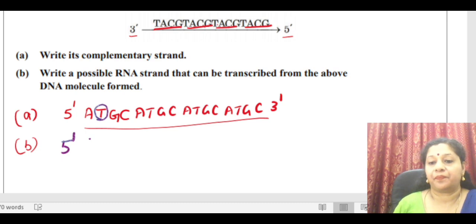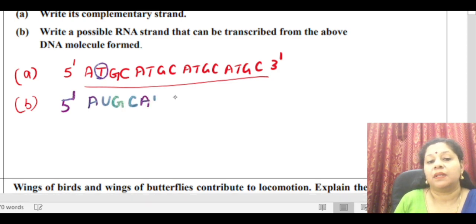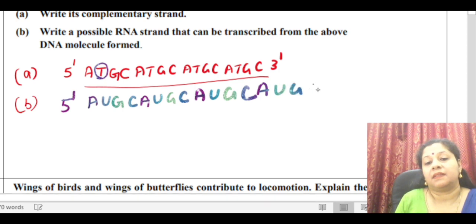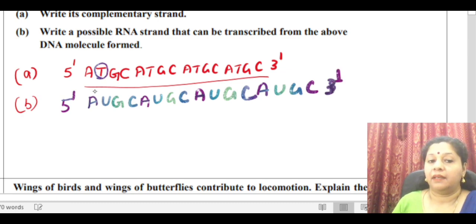So the answer will be AUGC, AUGC, AUGC, AUGC, 3'. See here, we have to write only the complementary strand once, that is the coding strand, and only change T into U wherever T comes.